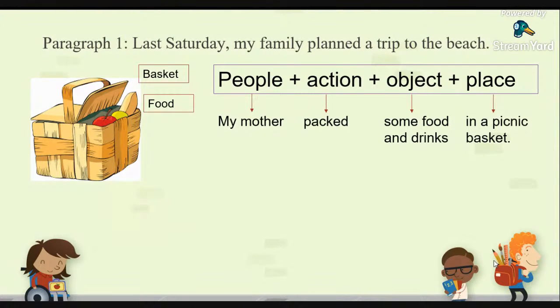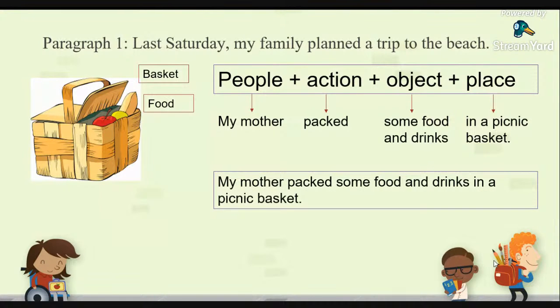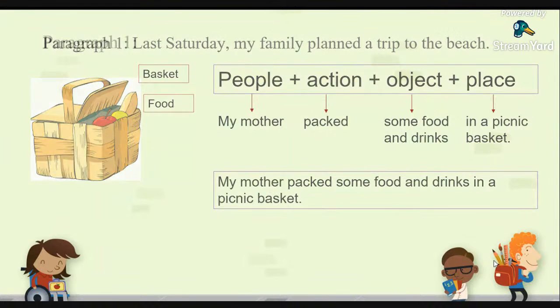So fikirkan tentang 4 elemen ni. Dalam satu gambar tu, fikirkan tentang 4 elemen ni, kita akan dapat satu ayat yang lengkap. Okay. Dan kita akan dapat ayat macam ni. My mother packed some food and drinks in a picnic basket. Kan dah dapat satu ayat yang lengkap. Okay, let's move on.